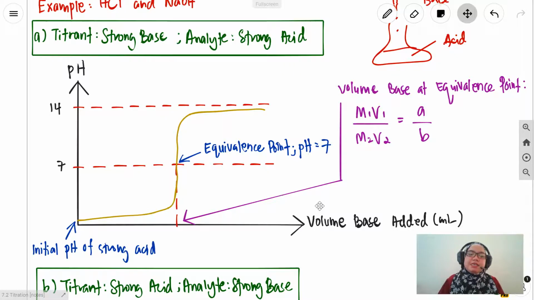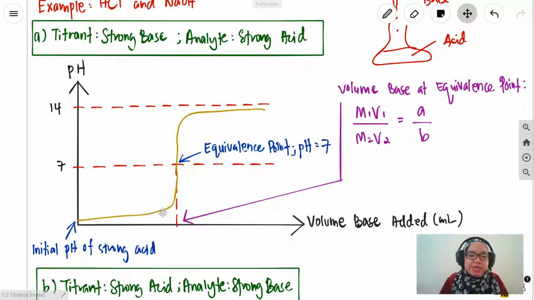Kat sini we start at the beginning of the titration curve. Dekat bawah ni because it is strong acid, it has a very low pH value, indicating that there is a high concentration of hydrogen ion which is completely dissociated from the strong acid. Dekat point sini, initial pH dia strong acid. Dekat point sini, nampak tak dia nak rise slowly dekat sini.